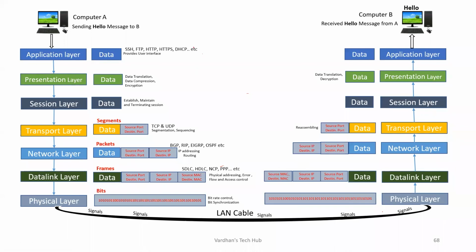So far we discussed the OSI model, and if any computer sends a message to another computer in the network, this is how it goes. From the sending computer, it will start from the application layer and come down to the physical layer. It will traverse through the media, and when it reaches the destination, it will again start from the physical layer up to the application layer until it receives the data.